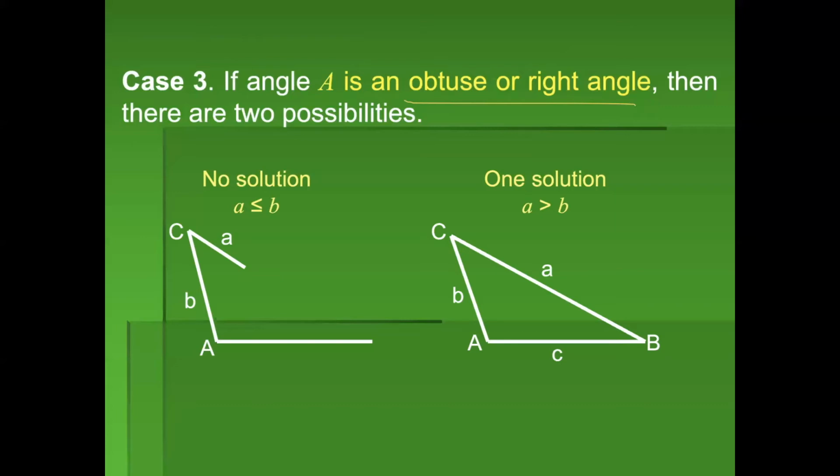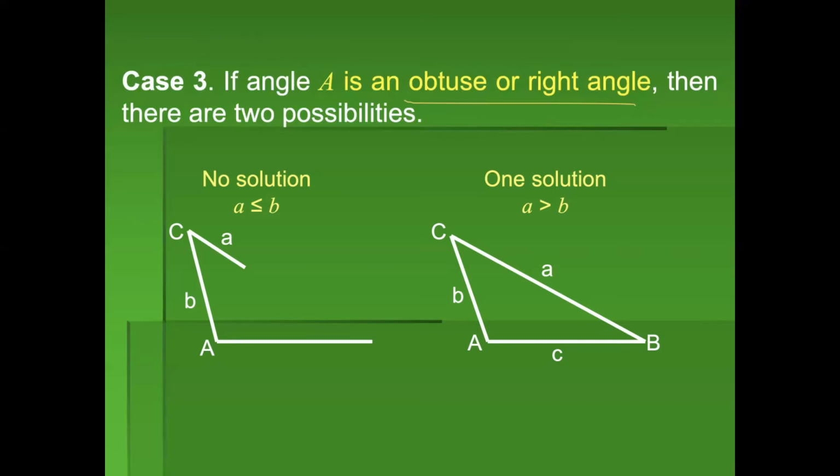So there are only three cases here. Remember, case 1 is an acute angle. Case 2 is also an acute angle. Case 3 is about an obtuse or right triangle. In case 1, the side opposite from the given angle is less than the other side. In case 2, the side opposite from the given angle is greater than or equal to the other side. So please take note of their differences.